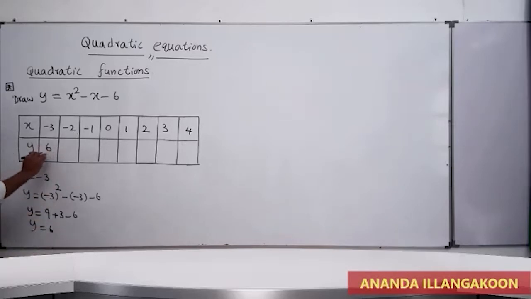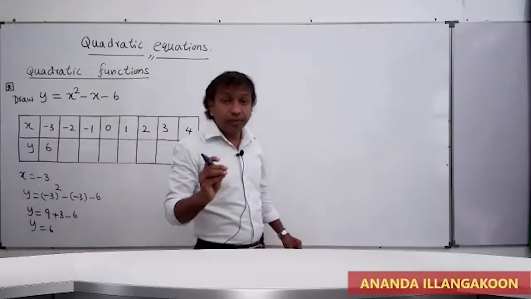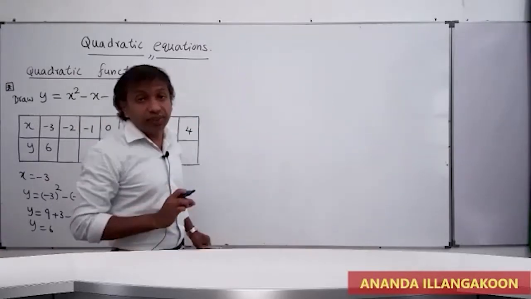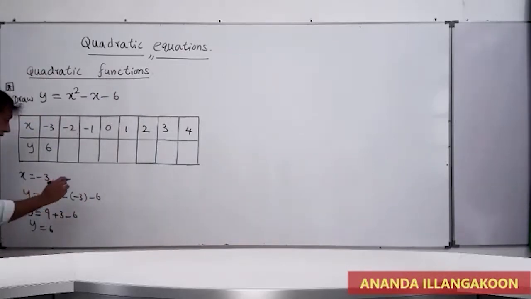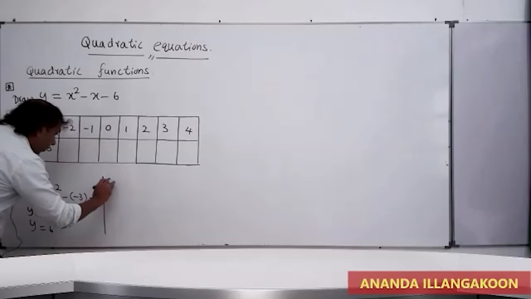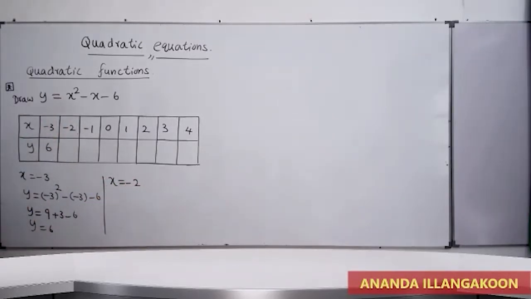Here we get 6. Okay. Like that, we can fill the other cells in the table. These cells you can fill. If I take one more, x equals minus 2. Put that in here.